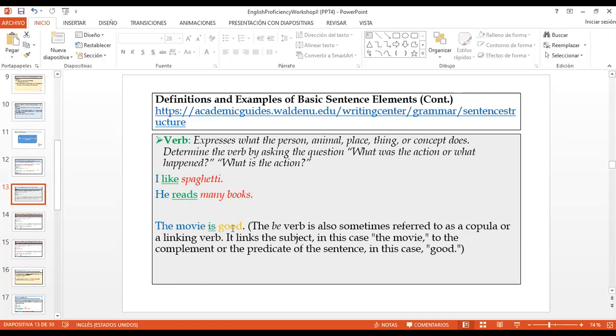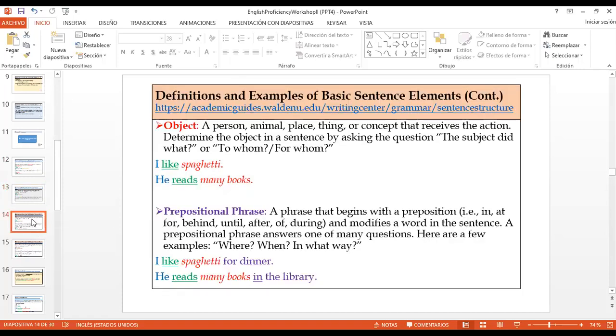So verb to be: the movie is good. The verb be is also sometimes referred to as a copula or a linking verb. So also in Spanish, el verbo ser, estar, is a complex verb, a special kind of verb, and has a specific complement. So it links the subject and, in this case, a complement or the predicate of a sentence that is good. So the movie is good, or it was interesting, was long, was American, anything we want to say about the movie. If we don't write this, then the sentence is incomplete. It's a fragment. Okay, that's a specific case of is, or the verb to be.